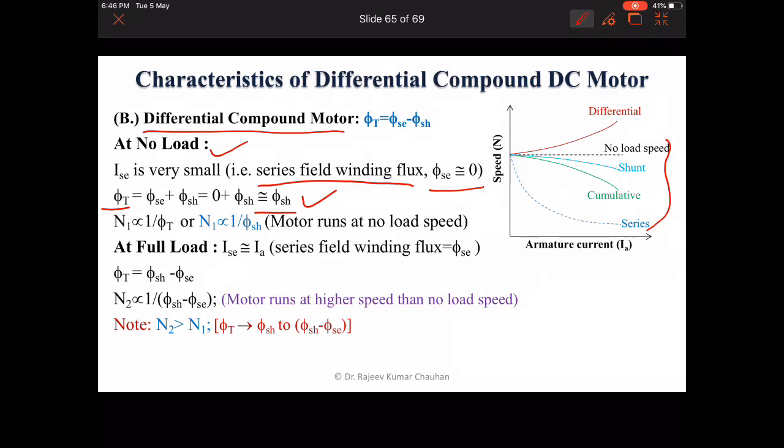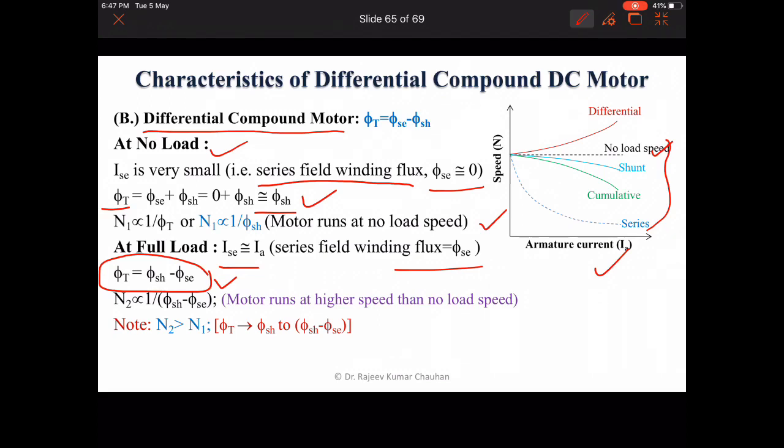N1 is proportional to 1 upon phi t. Therefore, the motor runs at no load speed. At full load, ISE is approximately equal to the armature current, and the series field winding flux is phi SE. Therefore, phi t will be phi SH minus phi SE, because the flux phi SE starts increasing as the value of IA is increasing. That is why I have written it in reverse, like phi SH minus phi SE.